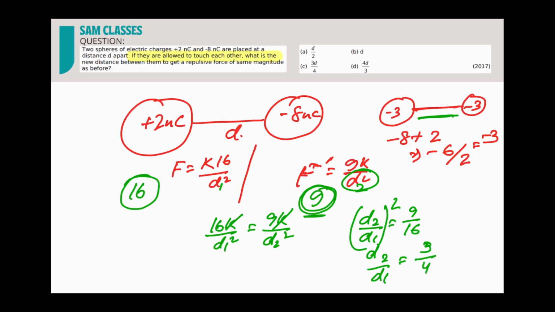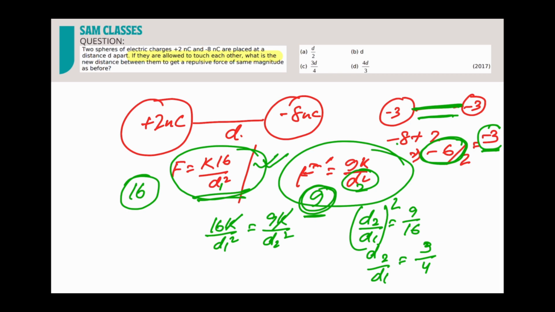So you can understand from here, we don't have to solve the whole thing. What we could have done is, first, the basic simple thing you should know: two charges are there, Coulomb's law will be applicable. The moment they are in touch with each other, the charges will redistribute. How much? The total charge. So now what we can see is the moment it redistributes, it has minus 3 both. So we know the old force, we know the new one. Since the forces are equal, just equate it. So you'll get d2 by d1 is equal to 3 by 4, or d2 you will get as 3 by 4 d1. So which option matches? Third.